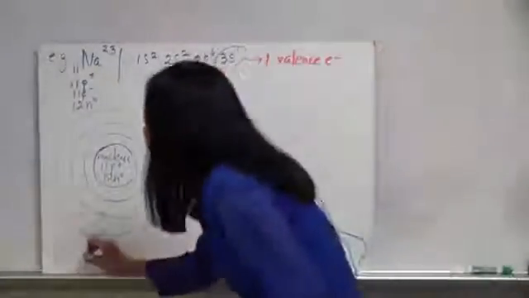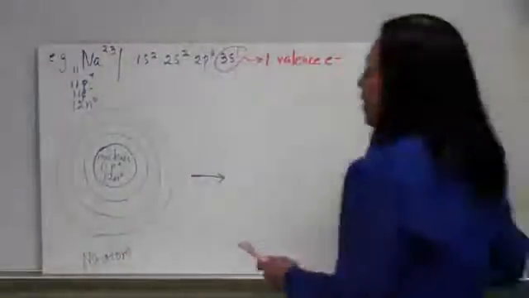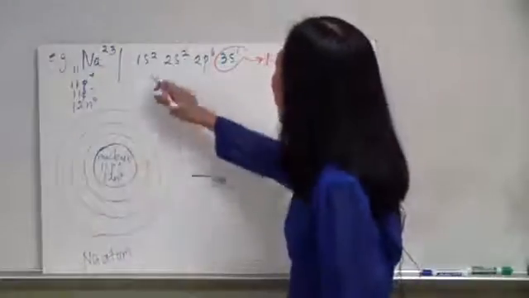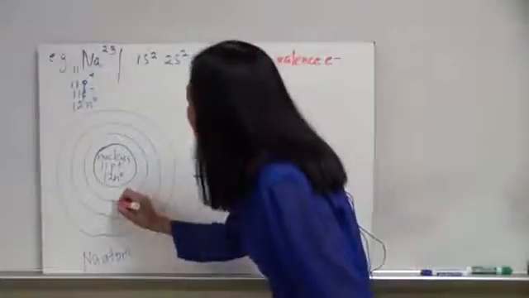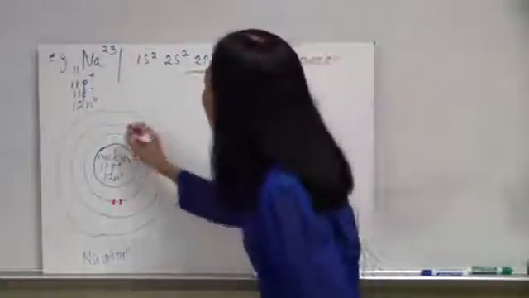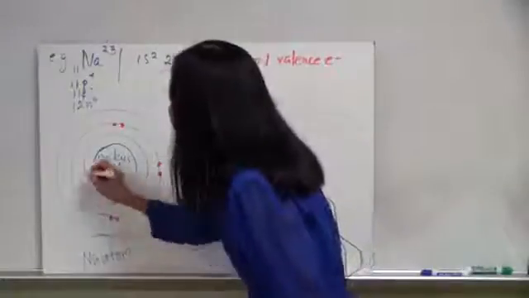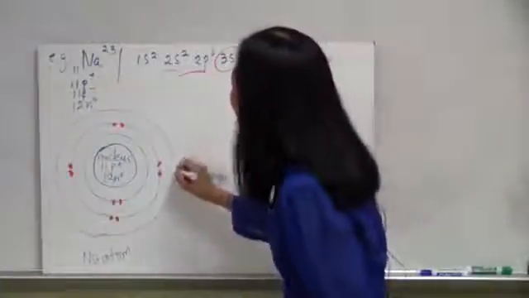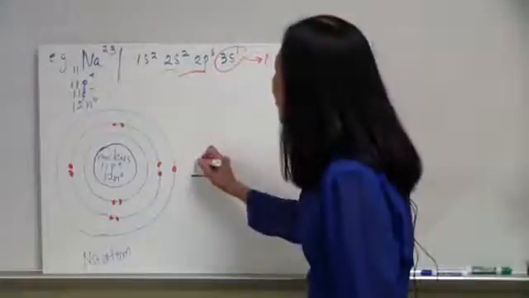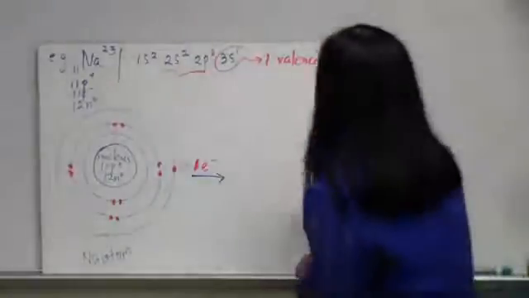So if we were to draw the sodium atom, okay, we will have its nucleus with 11 protons, 12 neutrons, right? And we have 3 electron shells. The first shell will have 2 electrons, right? The next shell will have 8 electrons, right? That's coming from your 2 plus 6. And the third shell will have 1 electron. So how can the sodium atom become stable? It will lose this 1 valence electron, and so it will become this structure.